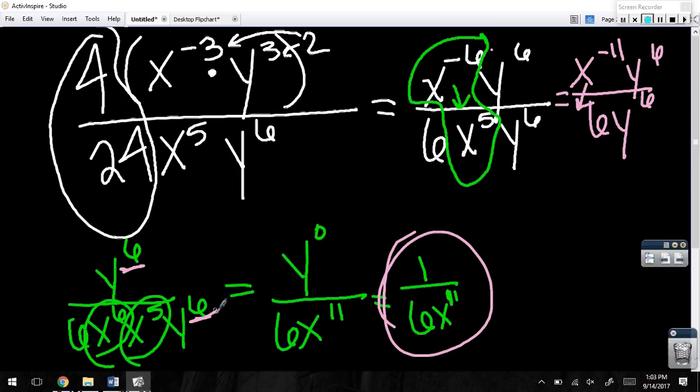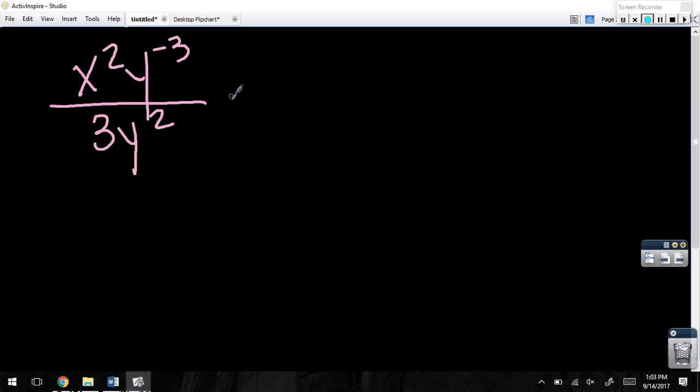6 minus 6. One more example. This is off your homework, actually. Keep it in mind. You can do whatever as long as you're following properties. That's the nice thing about properties of exponents.